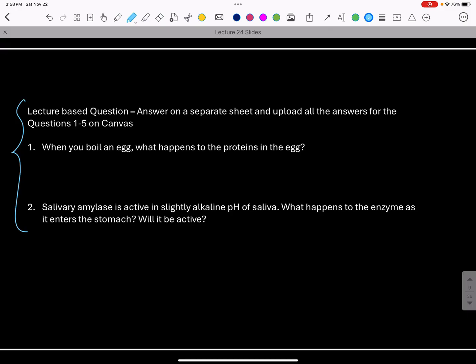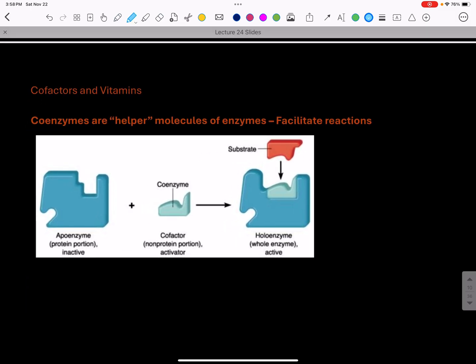The second question is, salivary amylase is active in the slightly alkaline pH of saliva. So what happens to the enzyme as the saliva with the enzyme enters the stomach? Will it still be active or is it going to be inactive? Think about it and write down the answer. All right, I will continue with the lecture. You can pause the lecture and work on these questions and come back to this part.